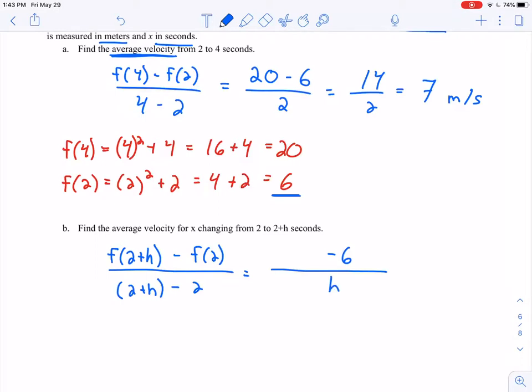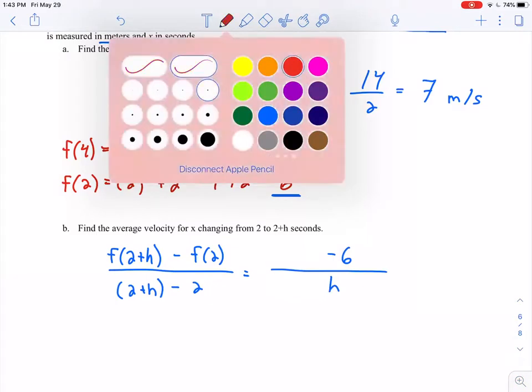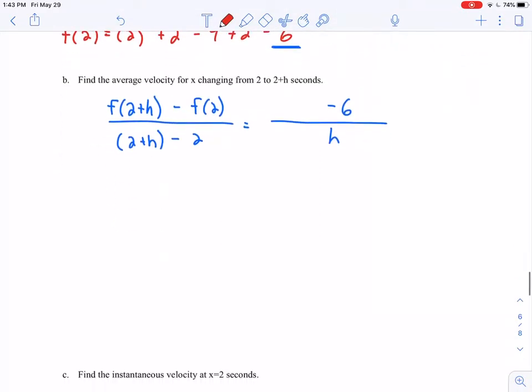So really it's just f of 2 plus h. This is the new thing. This is the thing I've got to go find. So let me do that in red here. f of 2 plus h, we're plugging that into f of x, which remember, f of x we said was x squared plus x. So this will be 2 plus h, quantity squared, plus 2 plus h.